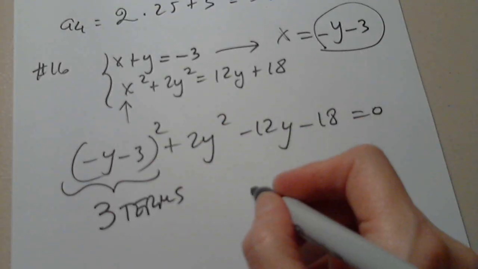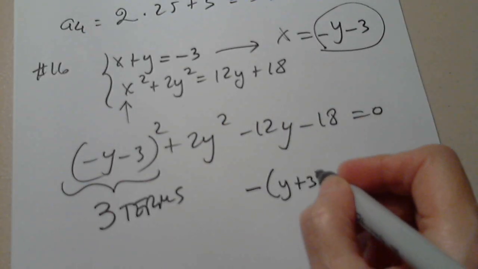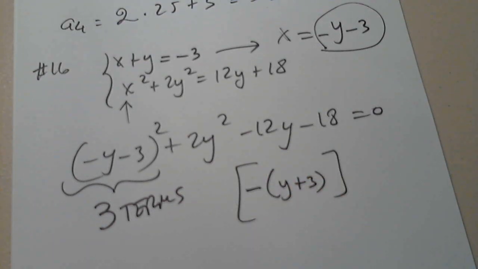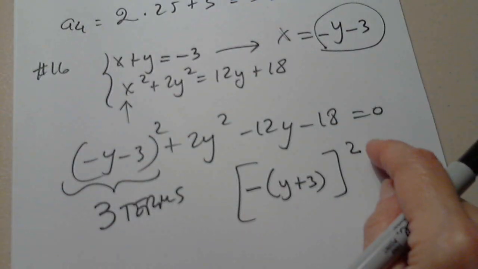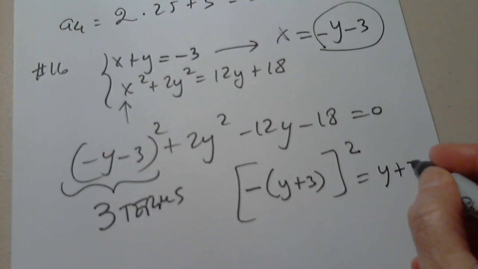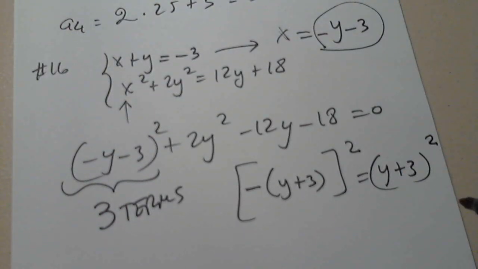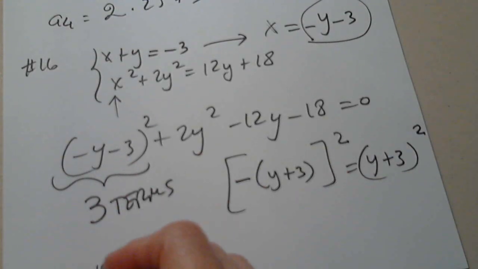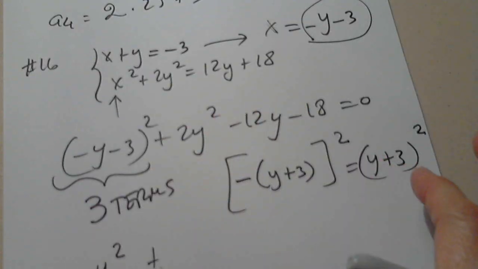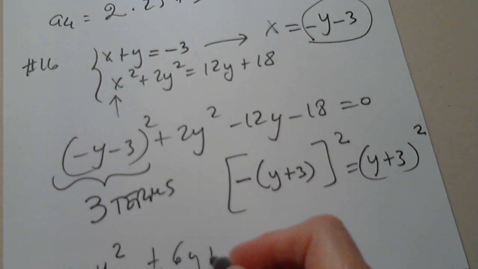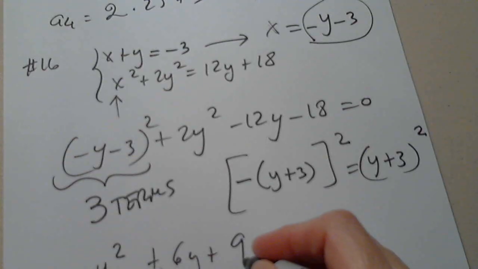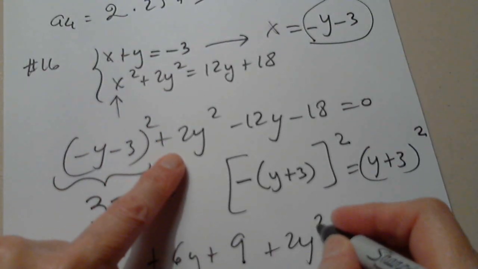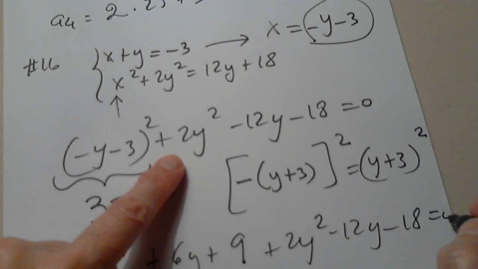Here's why. You can rewrite it by factoring out -1, -1 times y plus 3, squared. But when you square -1, you get 1. So this is the same as y plus 3, everything squared. So then, when I square it, I get the first term squared, plus 2 times the first times the second, plus the second term squared. And then I copy the rest, plus 2y squared minus 12y minus 18 equals 0.